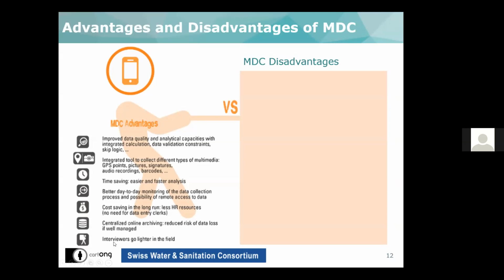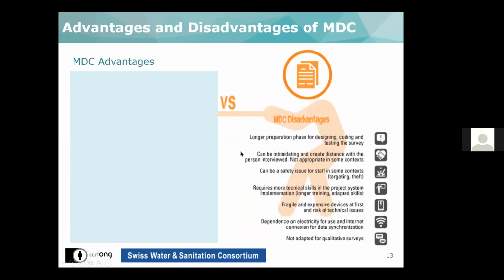And also another advantage is that interviewers go lighter in the field. Instead of having a big pack of papers for the interviews on paper-based, they will only have one smartphone or a tablet with them, through which they can do all the questionnaires with the beneficiaries or interviews. So this is it for the advantages. Now let's look at the other side, the disadvantages, as there are also quite a few of them as well.